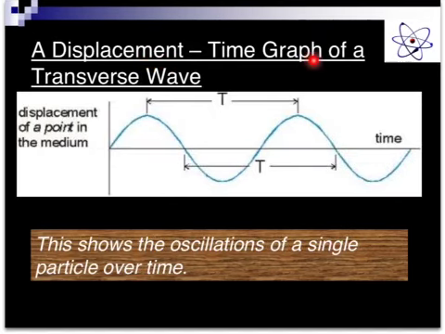Displacement time graph is very similar to displacement distance graph, except here we have time base, not distance base. And this graph shows the oscillations or vibrations of a single particle over time.